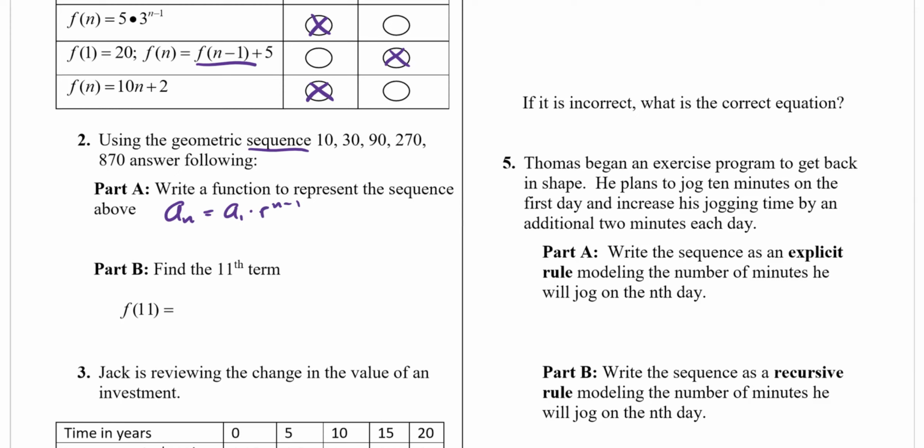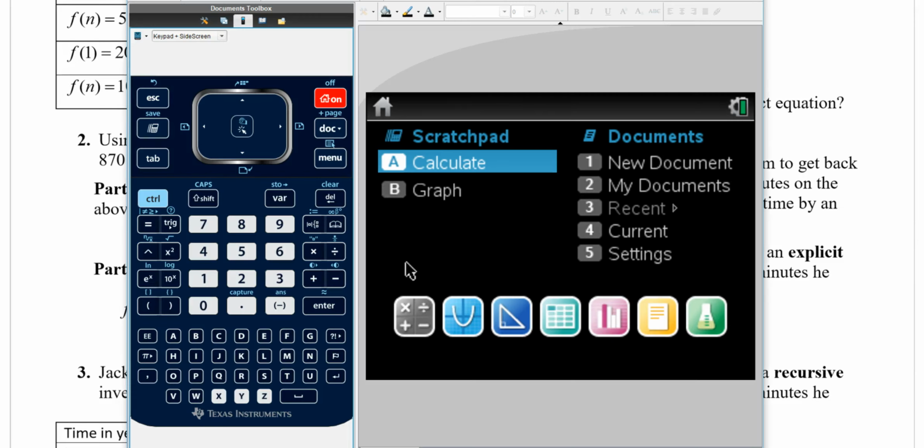So if we look at this, a sub n is equal to a1, our first term is 10, times r, which is what we're multiplying by to get from term to term, which it looks like it's times 3. So it's 3 to the n minus 1 power. To find the 11th term, well, I'm just going to take my value, 10 times 3 to the 10 minus 1. I'm going to go to my calculator.